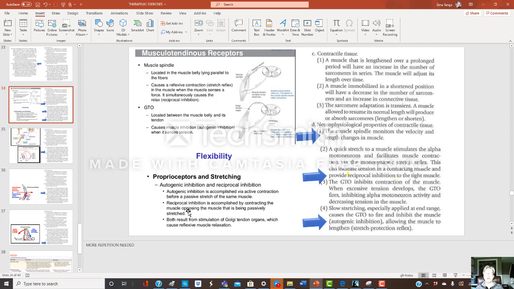So contracting the quadriceps, which is squeezing the quads, flexing the hip, because the rectus femoris is a hip flexor as well as a knee extensor. So by contracting the quads that oppose the muscle, which is the hamstrings, that is being stretched. Got it? Yes.